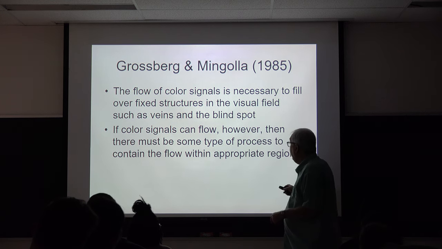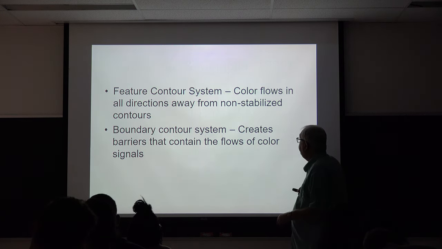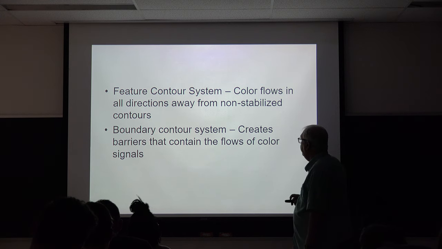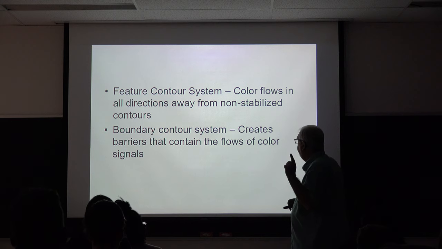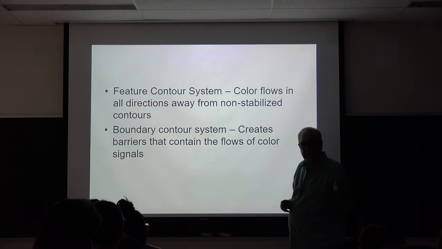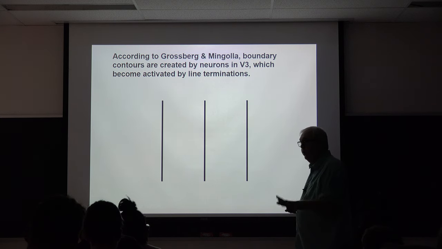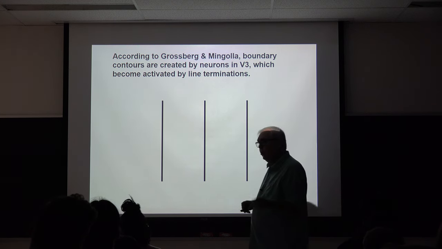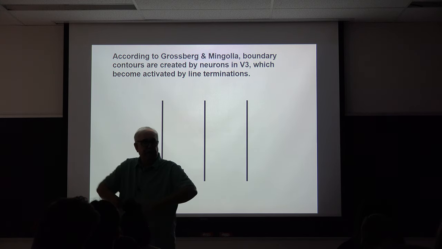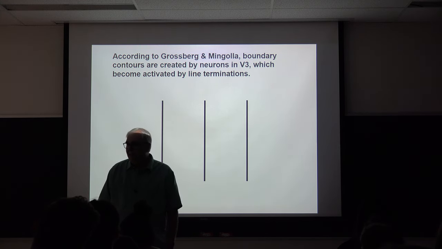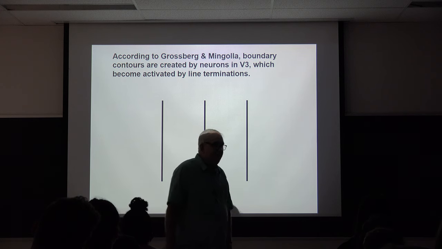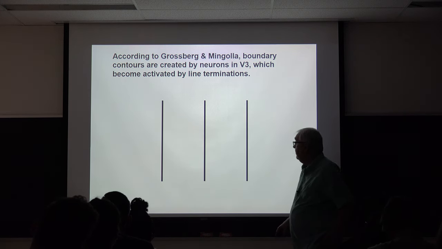And so what he suggested is that there are two systems. One he called a feature contour system, where color flows in all directions away from non-stabilized contours, and a boundary contour system that creates the barriers that contain the flows of the color signals. Now, this is really a pretty simple idea. You wouldn't think so if you read the paper, which is just filled to the brim with differential equations, but the basic idea is fairly easy to explain. So let me try to do that for you.